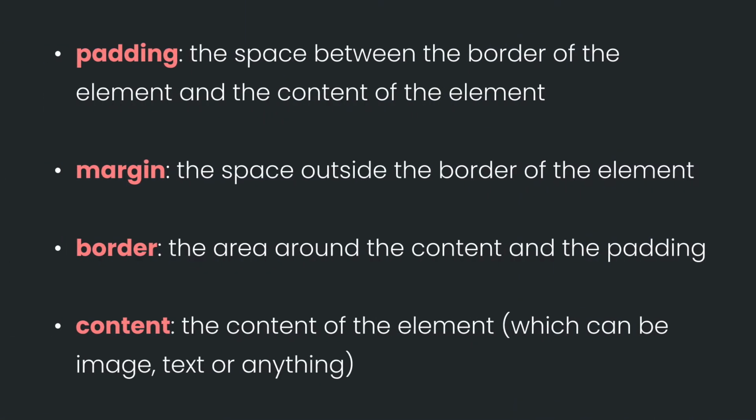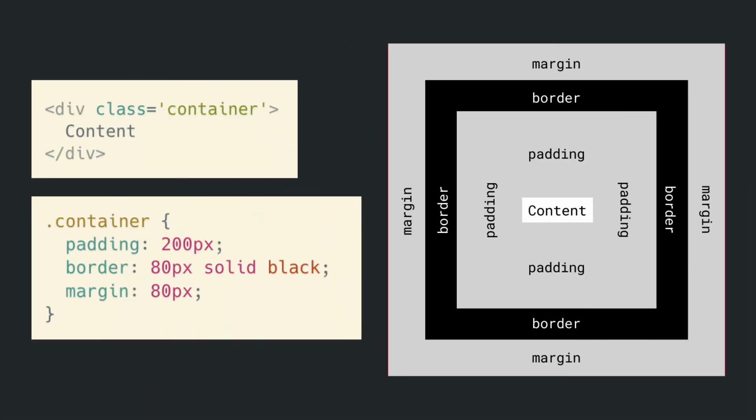What is padding? Padding is the space between the border of the element and the content of the element. Margin is the space outside the border of the element. Border itself is the area around the content and the padding. The content of the element can be an image, it can be text, it can be anything. This is an illustration to explain what I mean.